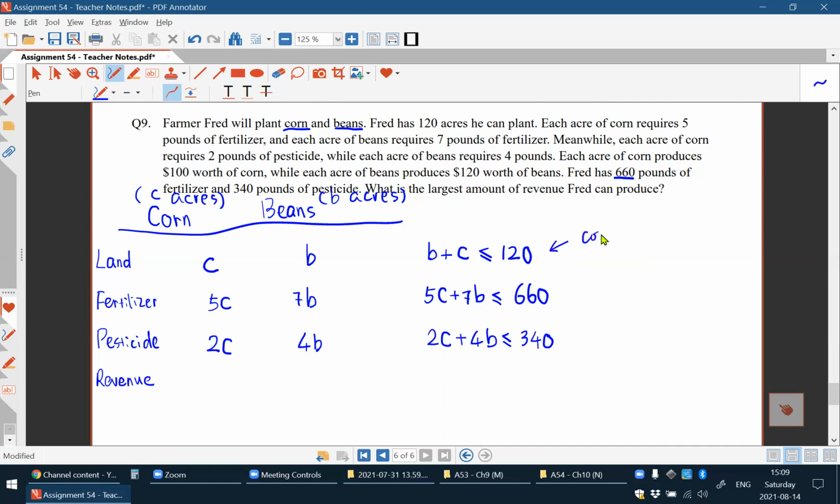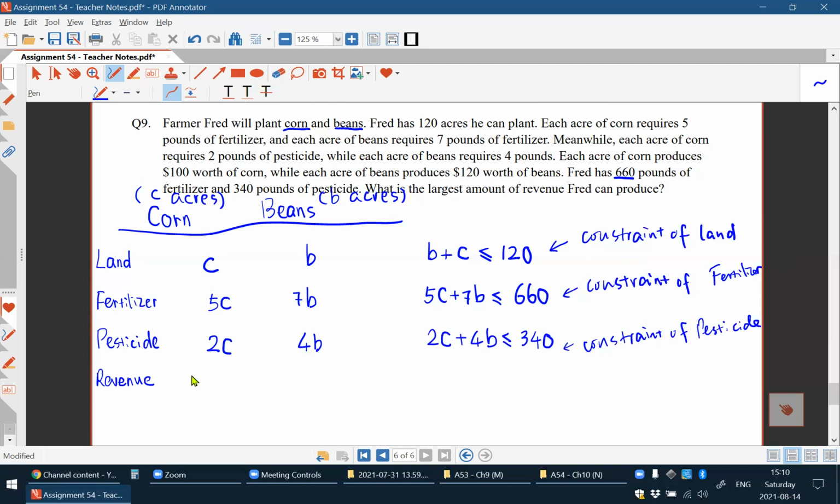Okay, so let's say this is the constraint of land. This is called the constraint of fertilizer, right? Because we have a limited amount of fertilizer. And this is the constraint of pesticide. Also, we have a limited amount of pesticide. Okay, can you follow me? All right.